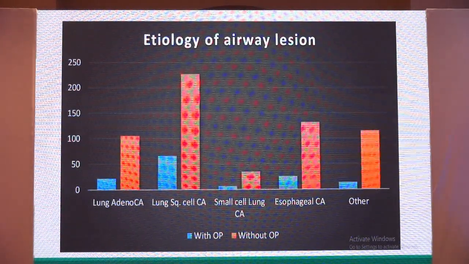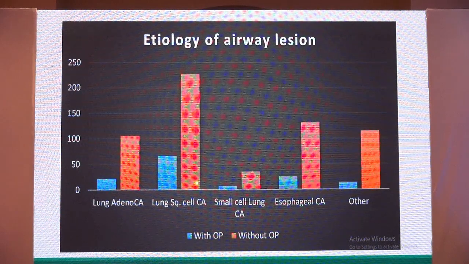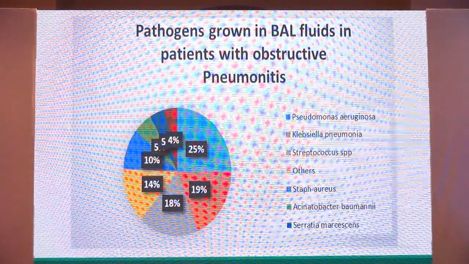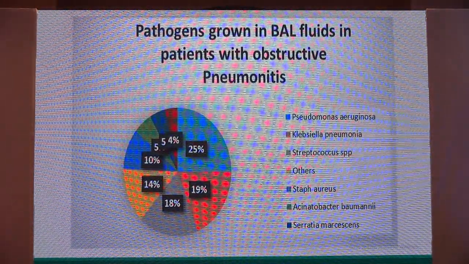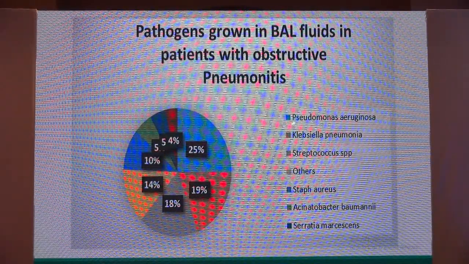These were the etiologies of the airway lesions after histopathology. The majority of the lesions were lung squamous cell carcinoma. As we all know, these are central lesions and they can result in central airway obstruction, which then leads to pneumonitis peripherally. Then esophageal carcinoma followed by lung adenocarcinoma and then others. These are the cases without obstructive pneumonitis and these are the cases with obstructive pneumonitis.